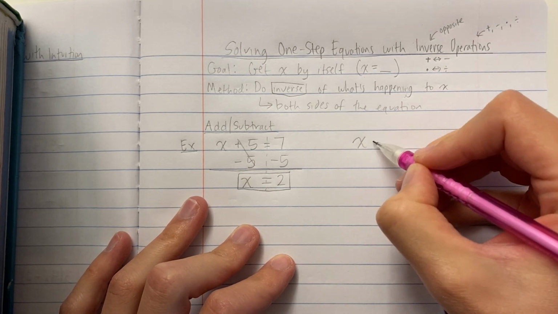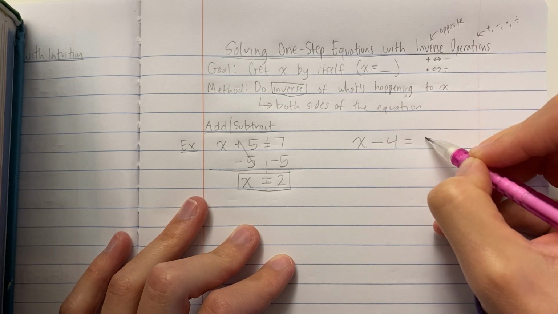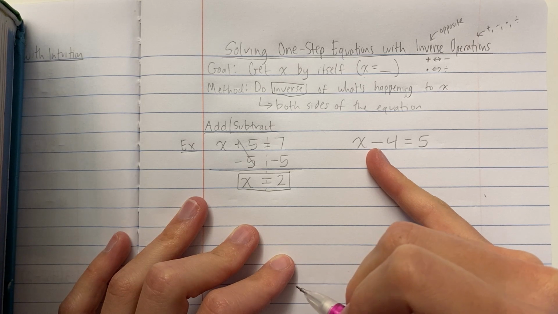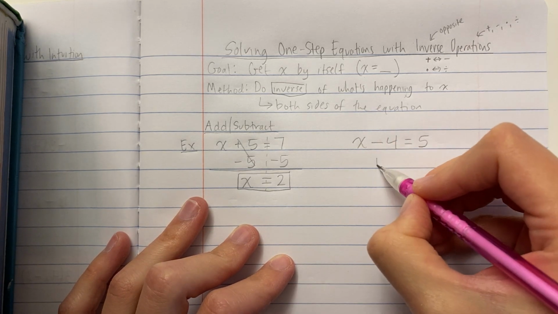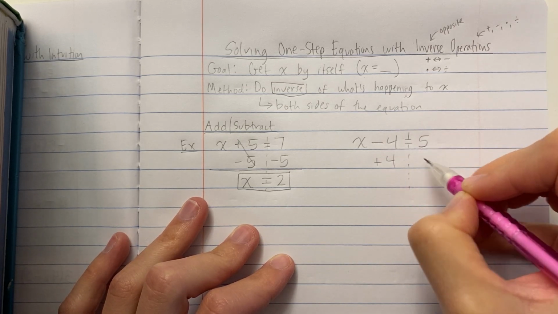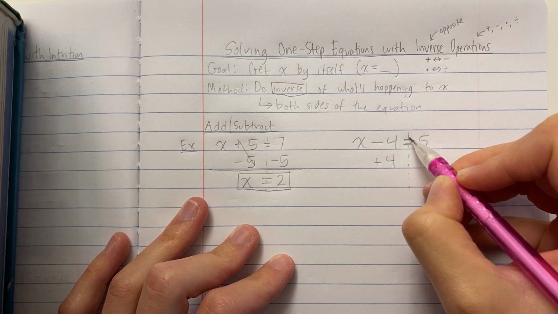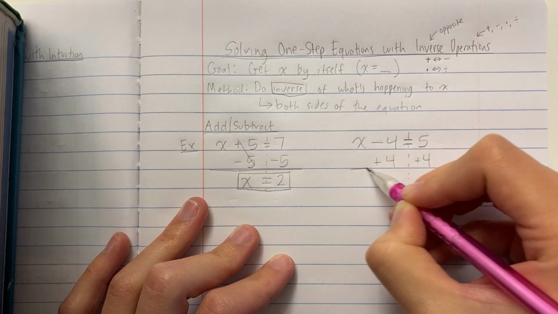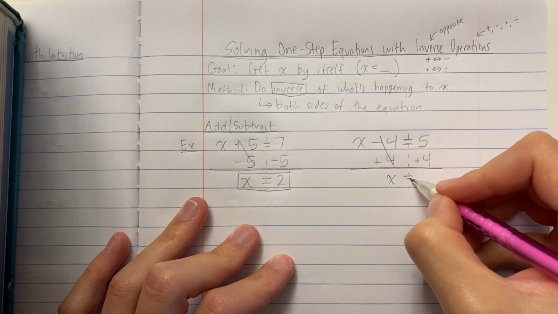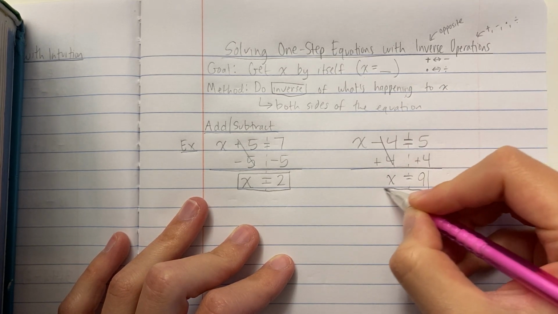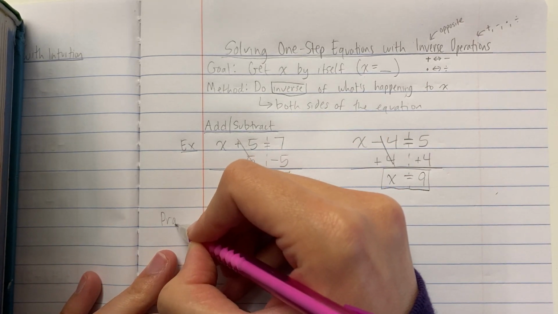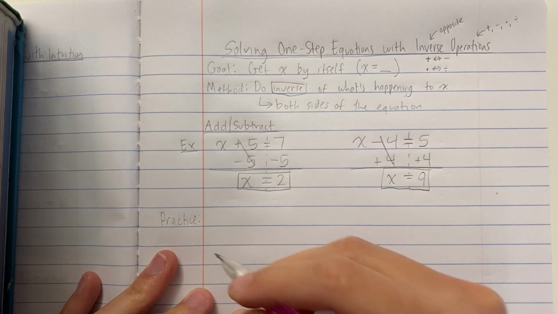And the method looks pretty similar if I have subtraction right here. What's the opposite of subtracting? It's adding. So here, because I have minus 4, I'm going to do the opposite, which is plus 4. And if I do something on one side of the equation, I have to do it on the other side of the equation. Here's the equal sign that divides one side of the equation from the other. So this cancels, x equals 5 plus 4 is 9. And there's my answer. Okay, go ahead and try these 3 practice problems.